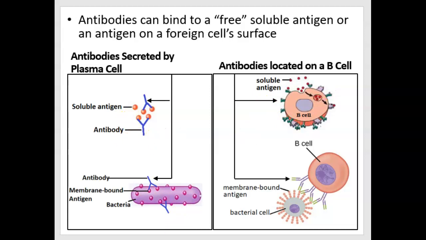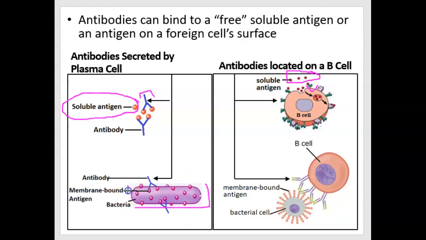Both types of antibodies can recognize and bind always to a foreign antigen, but the foreign antigen could either be free or soluble, like a toxin or a virus, and that's true in both cases. Here's a soluble antigen on the right, which can bind to that type of antibody, a free antibody. Or the antibodies can bind to an antigen that's on the surface of a bacterial cell.